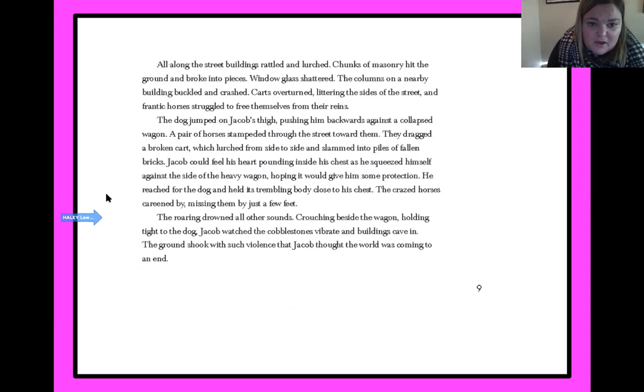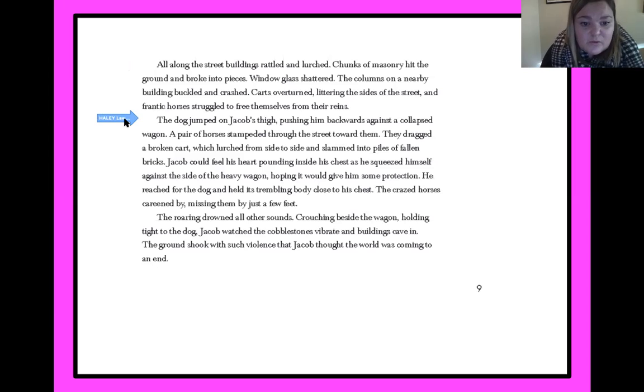Let's keep reading. All along the street, buildings rattled and lurched. Chunks of masonry hit the ground and broke into pieces. Window glass shattered. The columns on a nearby building buckled and crashed. Carts overturned, littering the side of the street, and frantic horses struggled to free themselves from their reins. So those poor horses are also showing us how it's dangerous because they're tied and they're frantically trying to get free. The dog jumped on Jacob's thigh, pushing him backwards against a collapsed wagon. A pair of horses stampeded through the street towards them.